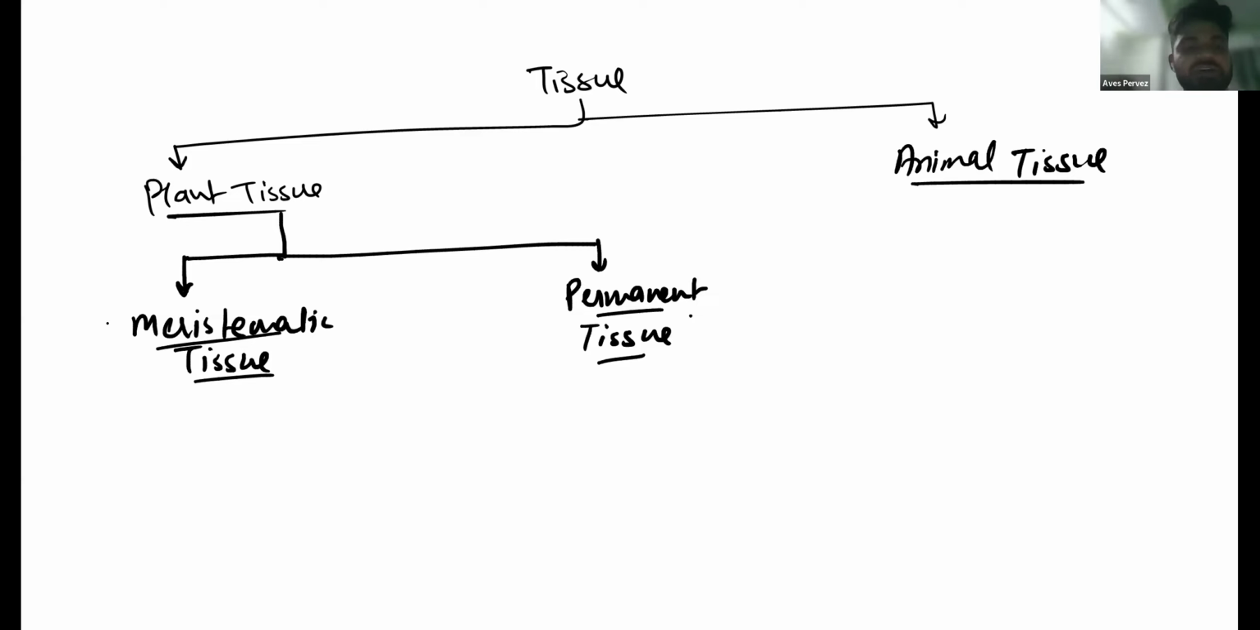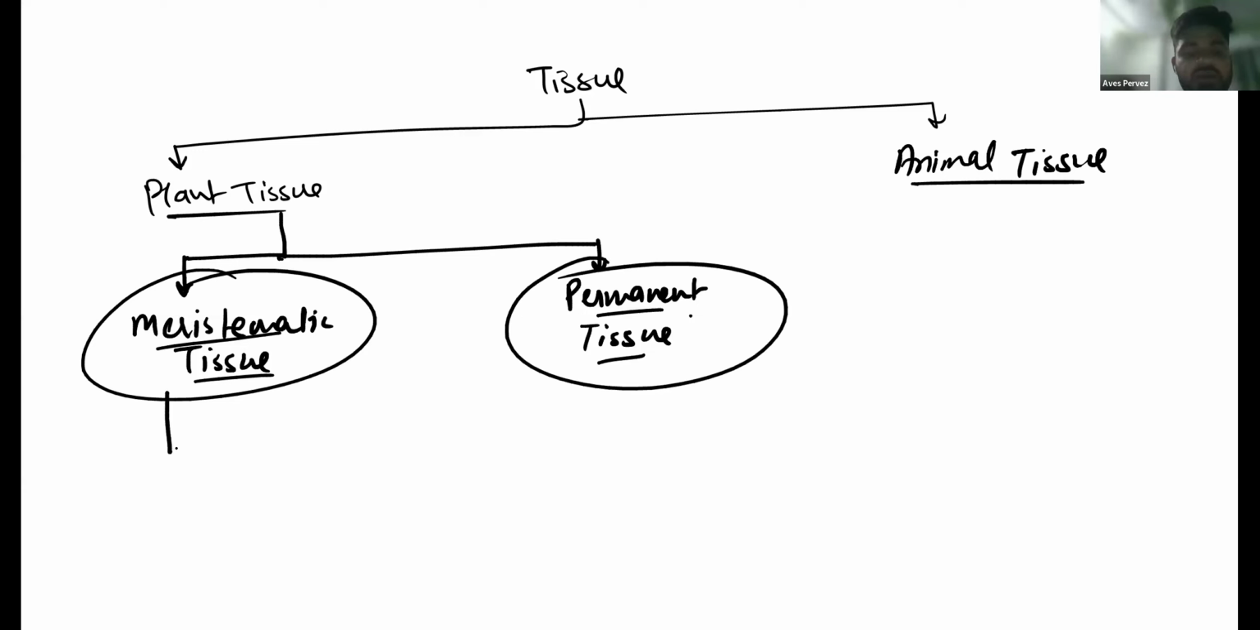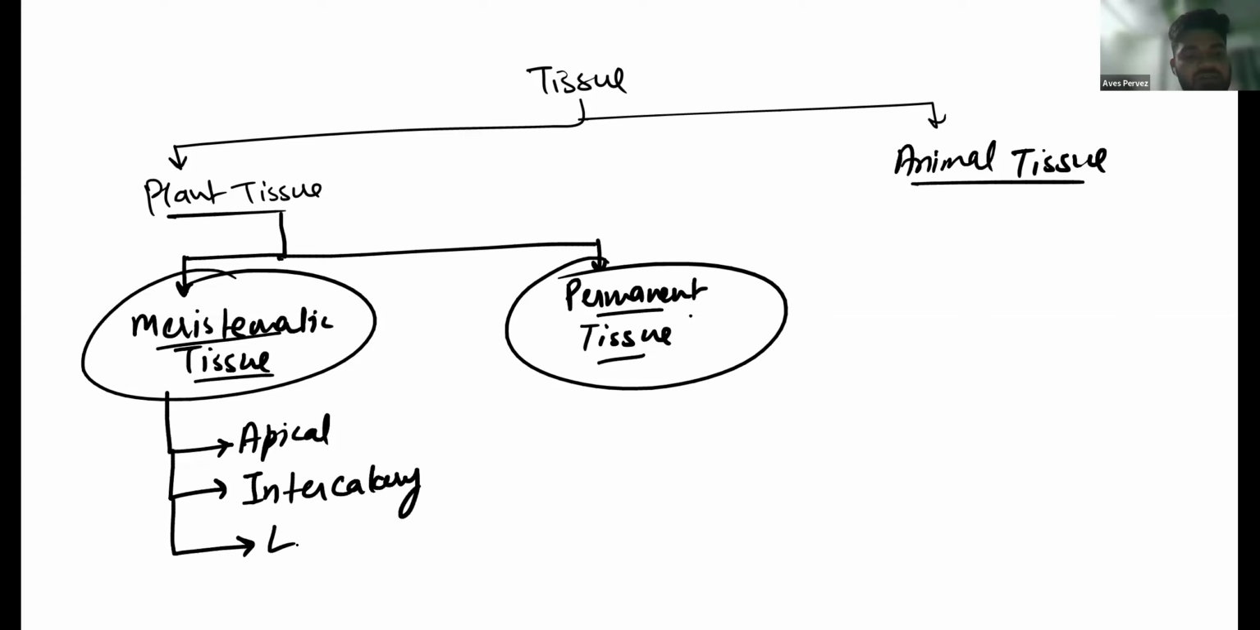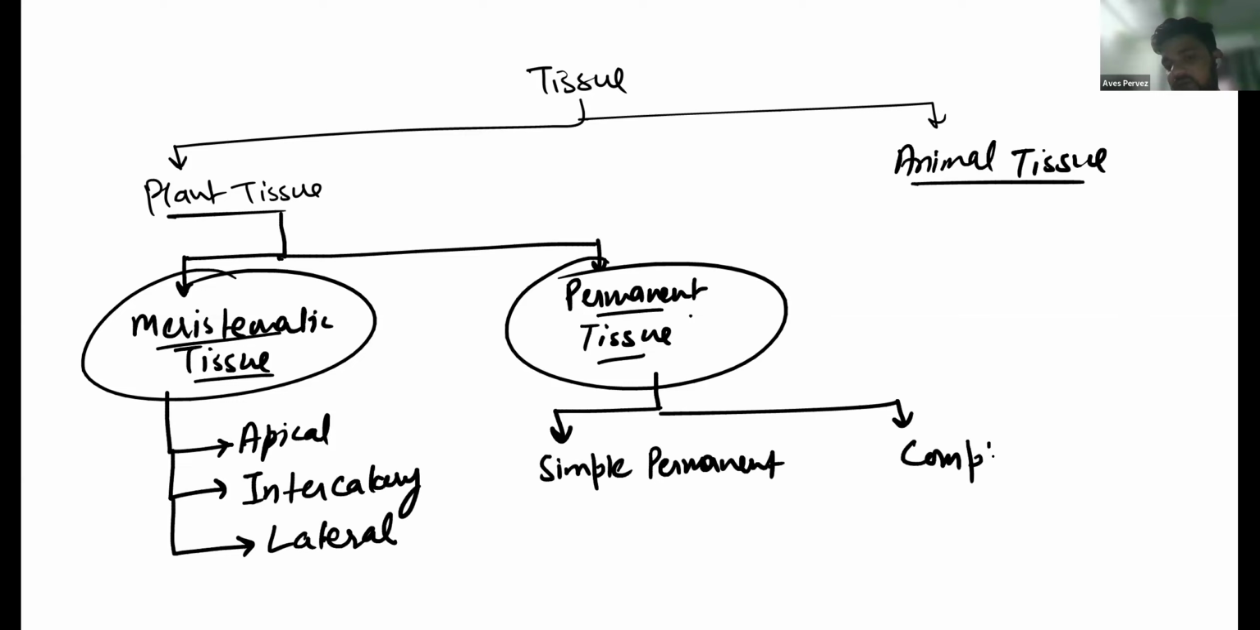So here we have plant tissue. Plant tissue has been divided into two parts: one is the meristematic tissue and the other is the permanent tissue. Now the meristematic tissue has been divided into three types mainly: apical meristematic tissue, the second one is intercalary, and the next one is lateral. You got it? Yes, sir. And here we have the permanent tissue: simple permanent tissue and complex permanent tissue.